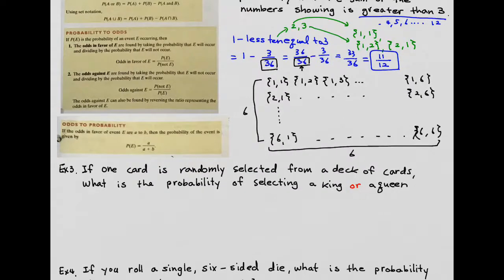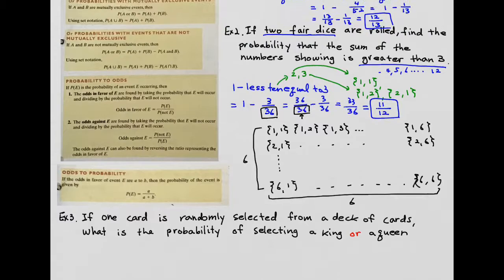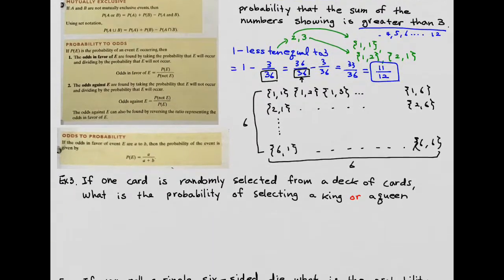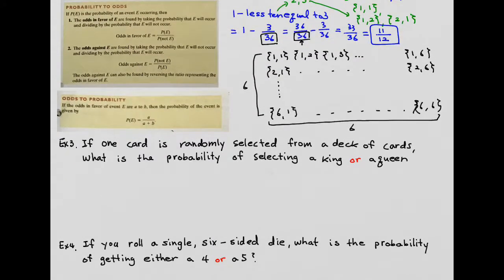We can get a king or a queen. How do we find the probability of that? Whenever you have "or," we're going to add the probability of getting a king and the probability of getting a queen. And that's the formula, you see it here, right? Or, you're adding. So let's see this one right here. We're going to do the probability of getting a king or getting a queen.